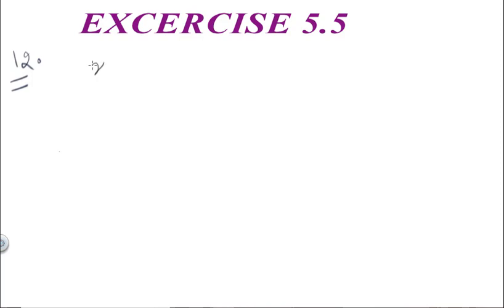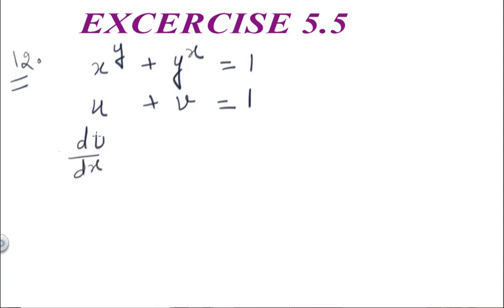The question given is x to the power y plus y to the power x equals 1. We have to find dy by dx in this case. So we will consider this as u and this as v. It is equal to 1. When we differentiate both sides with respect to x, we get du/dx plus dv/dx, right, and differentiation of 1, being a constant number, will be 0. Let us name this as equation 1. Clear? Now, we will differentiate u separately and v separately.